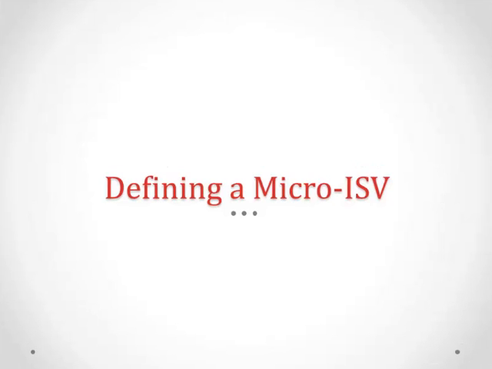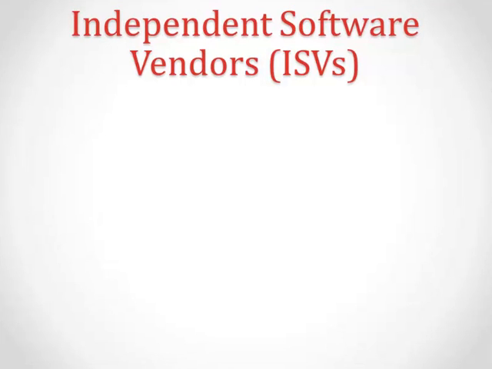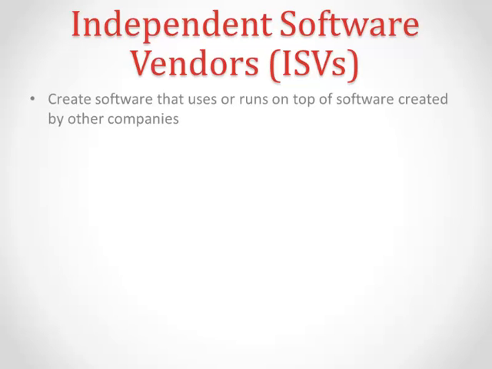Defining a micro-ISV. We're going to start with the definition of an independent software vendor, or ISV. ISVs create software that uses or runs on top of software created by other companies. In other words, you're not starting from scratch. You're stringing together tools and maybe creating things that make those tools work together in order to get a working solution. Some examples are creating an app that runs on an iPhone or Android. Those two are mobile platforms, and you are not responsible for creating those if you are an ISV. You write the app that actually does something useful for someone.